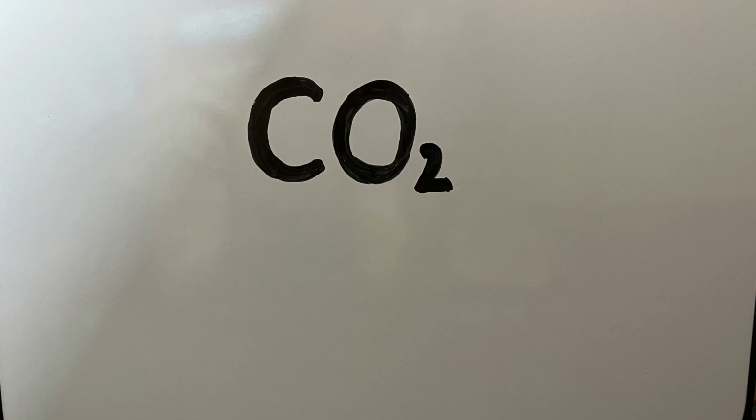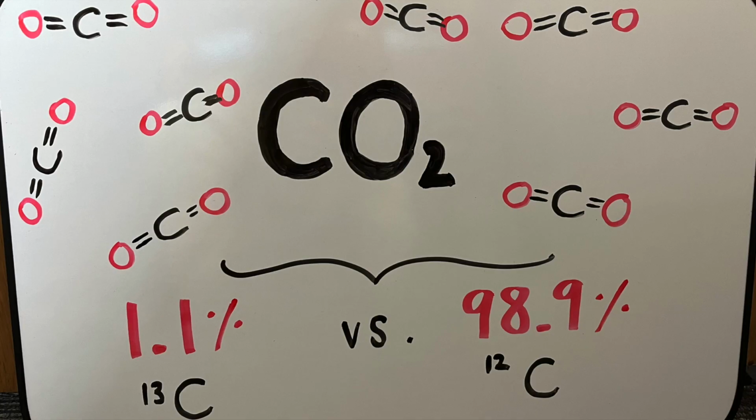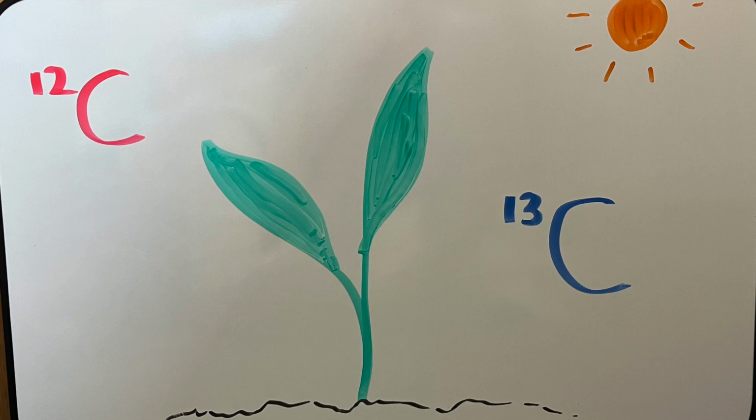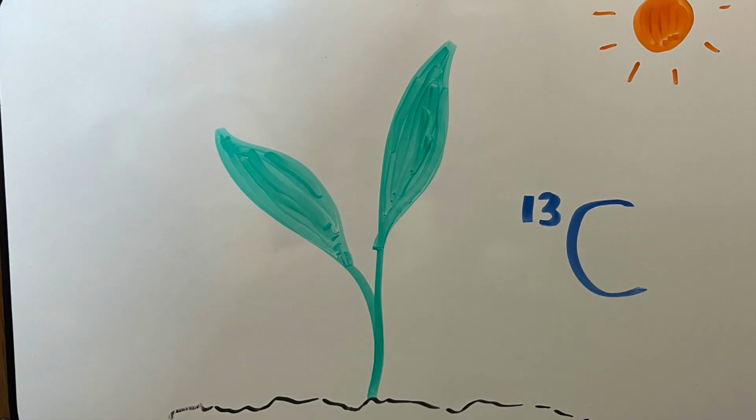In the atmosphere, we find carbon in the form of carbon dioxide, and the composition of atmospheric carbon dioxide is dominated by carbon-12. It's made up of 98.9% of the lighter isotope carbon-12 and just 1.1% of the heavier carbon-13. During photosynthesis, organisms like algae and plants preferentially assimilate the lighter isotope. This is called isotope fractionation. By extracting more of the lighter isotope, these creatures change the ratio between carbon-13 and carbon-12 in their surroundings.